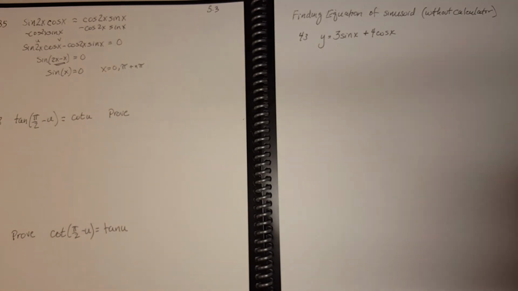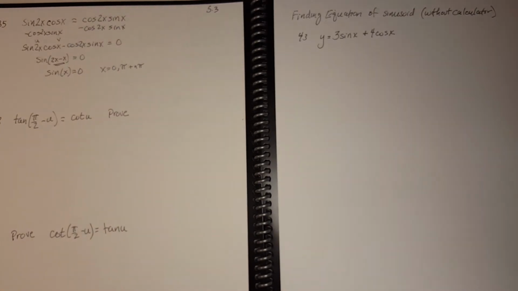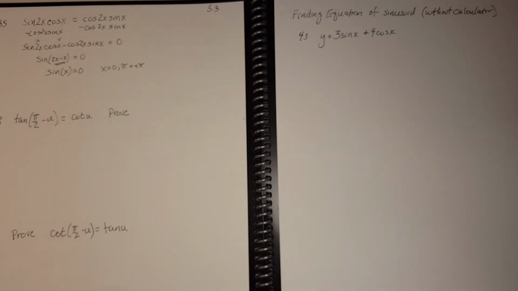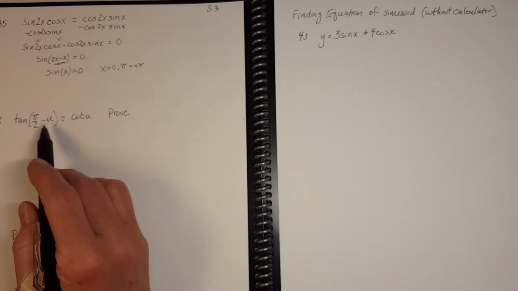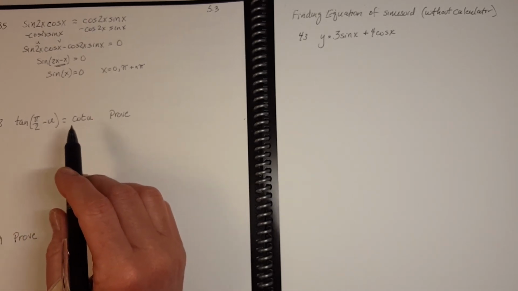Okay, the next problem that we have is 2 more proofs we're going to do. And so the first proof says prove tan of pi over 2 minus u is equal to cotangent of u.